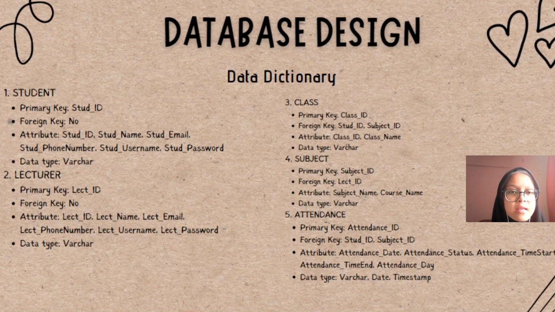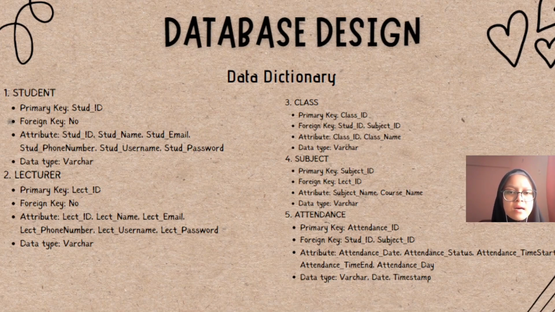Okay, next, table lecturer. For the table lecturer, the lecturer ID is the primary key, and for foreign key, there is also no foreign key. For the attributes of lecturer: lecturer ID, lecturer name, lecturer email, lecturer phone number, lecturer username, and also lecturer password. For the data type for lecturer, it also uses varchar.